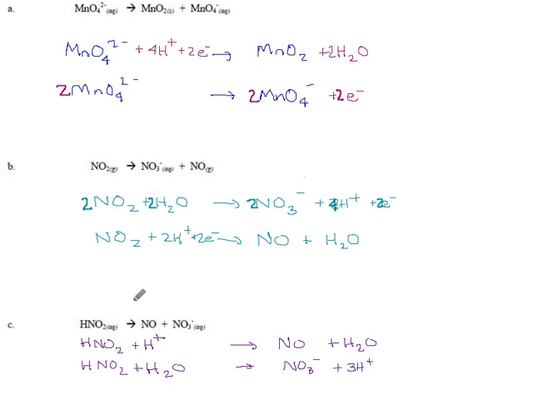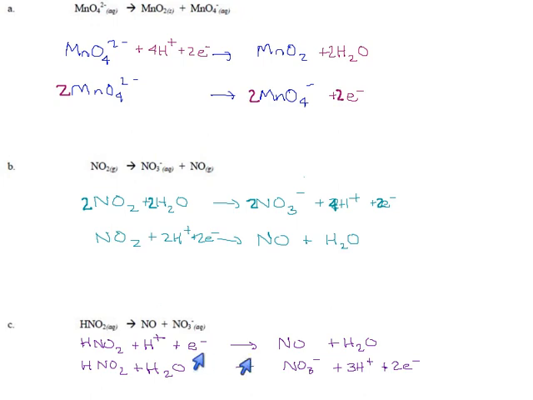And how are we doing on charge? Total of plus one charge on the left, zero charge on the right. So we need to bring this side down. One electron will do it. Here, second reaction, zero charge on the left. Negative 1 plus 3 is plus 2 charge on the right, so two electrons will sort us out there.